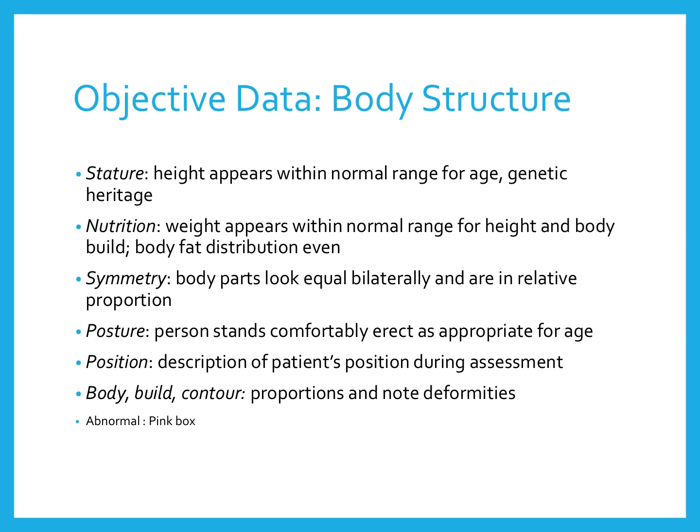So does their height appear within a normal range for their age and genetic heritage? For example, if you have an 18-year-old who is the same height as an 8-year-old, there's probably something abnormal there. We need to investigate the growth stunting or problem with the growth. Nutrition, do they look like they're normal weight for their height and body build, or are they malnourished, or are they obese? How is their body fat distribution?